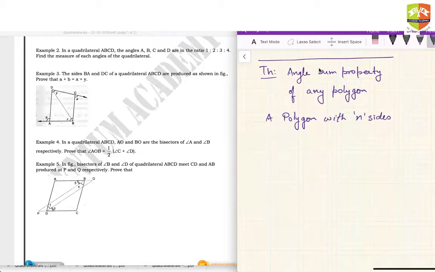I need to know your name. Please tell me your name. Don't have some random names in my class. I need to know each one of you. Please tell me your name.